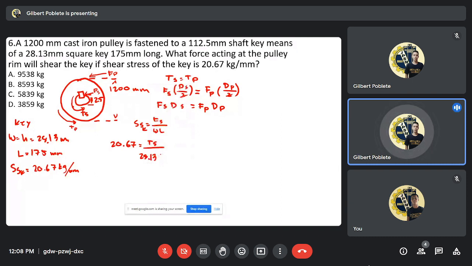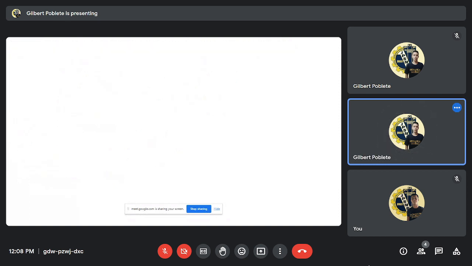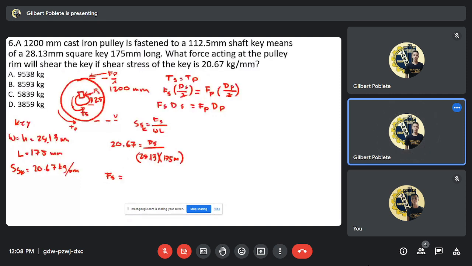Meron tayong length na niya na 175 mm. Ayan, so makuha natin si Fs. And shift solve natin. 20.67 equals to x over 28.13 times 175. Shift solve.